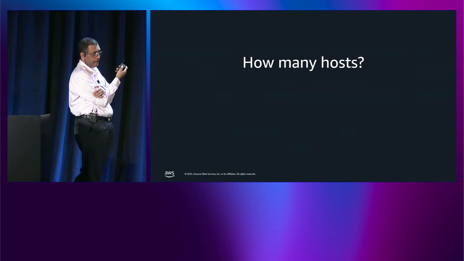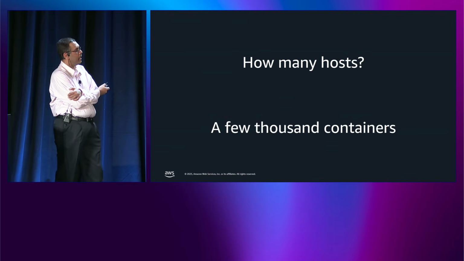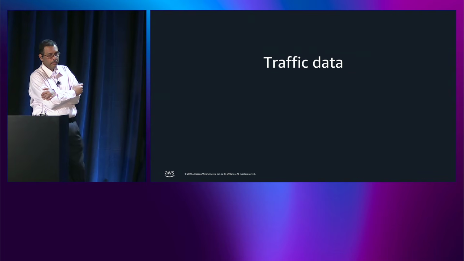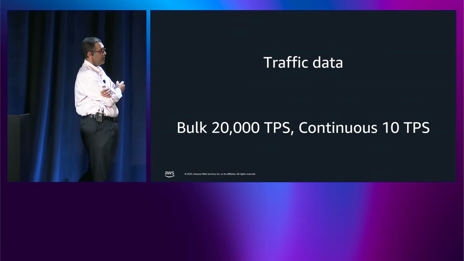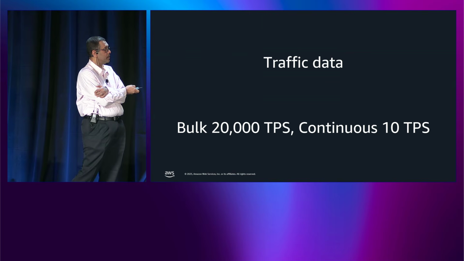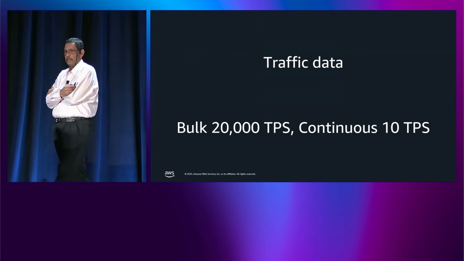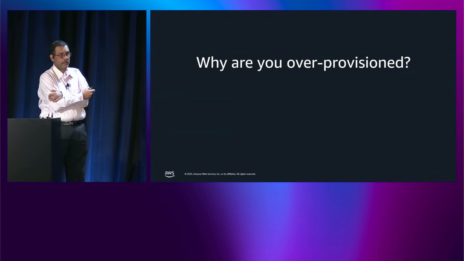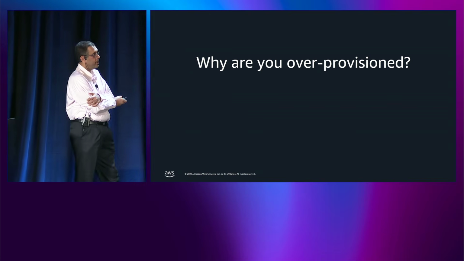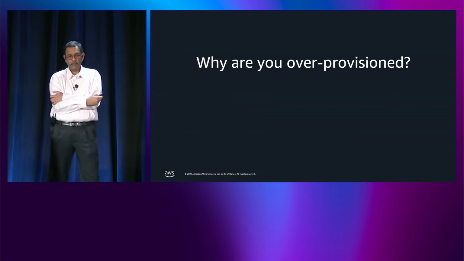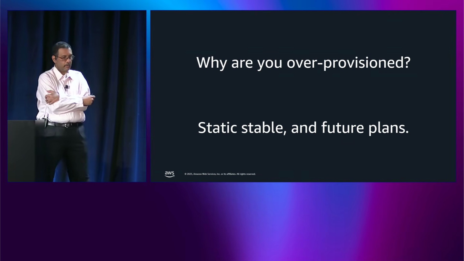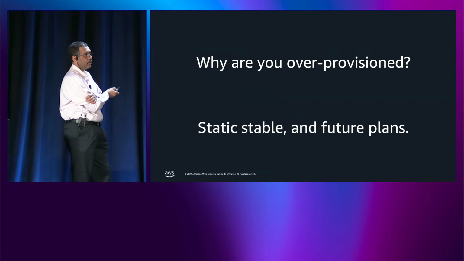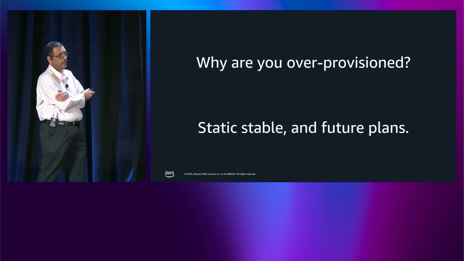For the purpose of my simulation, I had 150, so I'll just stick with that. I think the customer said they had a few thousand containers. Don't quote me on this. And the bulk was 20,000 TPS, and continuous was 10. These were the numbers which I said, 2,000x. These thousands of hosts or thousands of containers, they're provisioned this way because they're statically stable. And statically stable basically says that you want to be able to continue to serve whatever traffic without needing to make a control plane change.